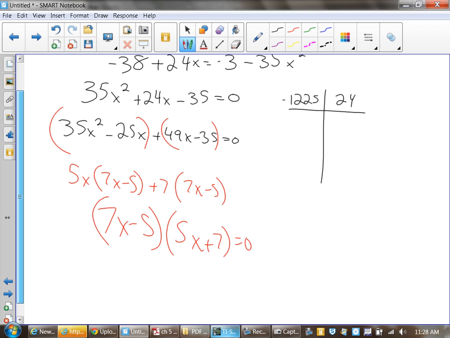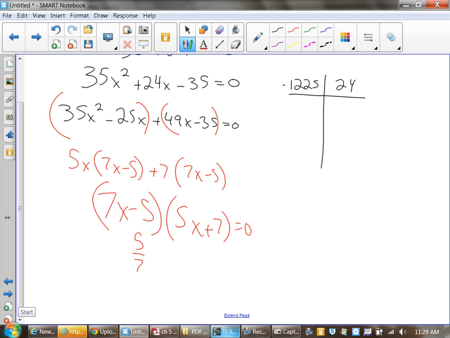And then lastly, to get your zeros, you set them both equal to 0. In this case, you get 5 over 7 and negative 7 over 5. If we were dealing with slopes, they'd be perpendicular. Opposite reciprocals. Come on. I get that. Thanks. That's how you get it.